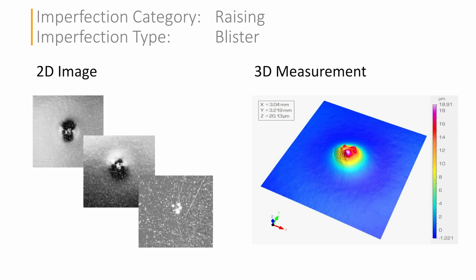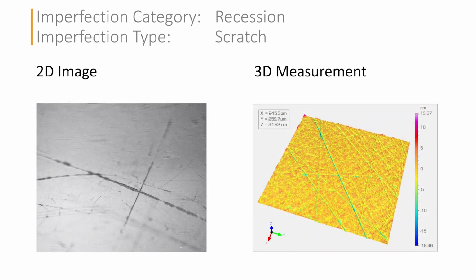The first is a blister, a local raising of the surface. In the 2D images, the appearance changes considerably with the imaging conditions. The 3D measurement, on the other hand, directly reveals the topography and allows us to quantify the lateral dimensions and height of the blister. The next example is a scratch. Its length and width may be visible in a conventional image, but its depth is much more difficult to determine. The 3D measurement reveals even very shallow surface recessions and allows the scratch depth to be measured directly. This can be important when scratches with a similar optical appearance have very different functional relevance.